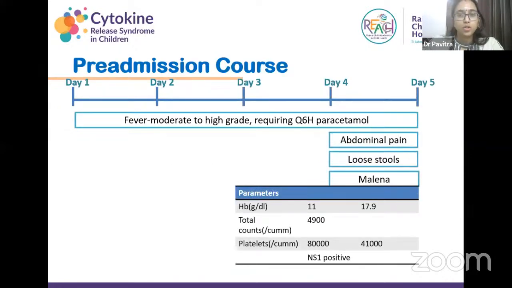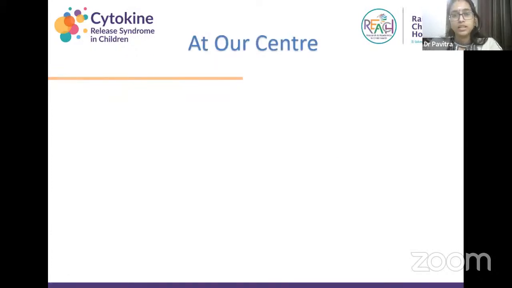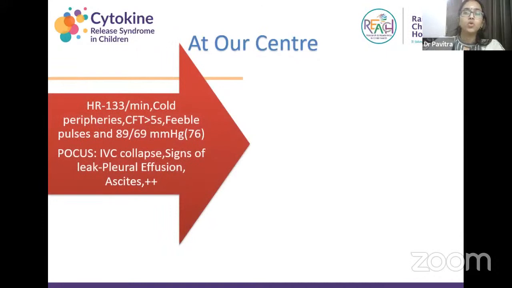So this is Master O, an 8-year-old, who was admitted to us with a pre-admission history of 5 days of high-grade fever requiring round-the-clock antipyretics, and on day 4 of illness, he was noticed to have abdominal pain, loose stools, and 2 episodes of melena. Labs outside showed significant hemoconcentration with a drop in platelets and NS1 positivity by day 4 of illness. On arrival to our ER, he was noticed to have cold peripheries with almost non-palpable pulses. He was significantly tachycardic, his CFT was prolonged, and he had narrow pulse pressures.